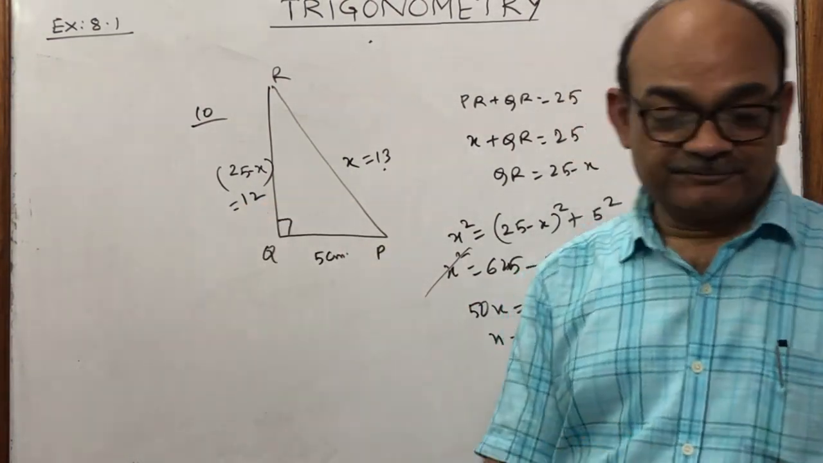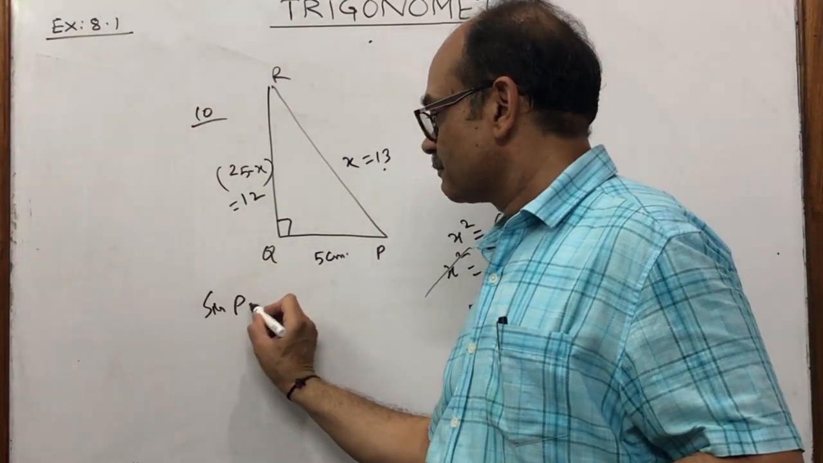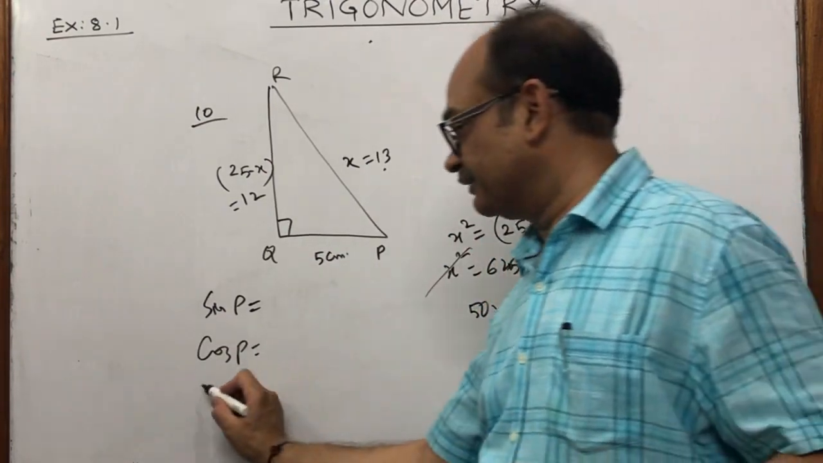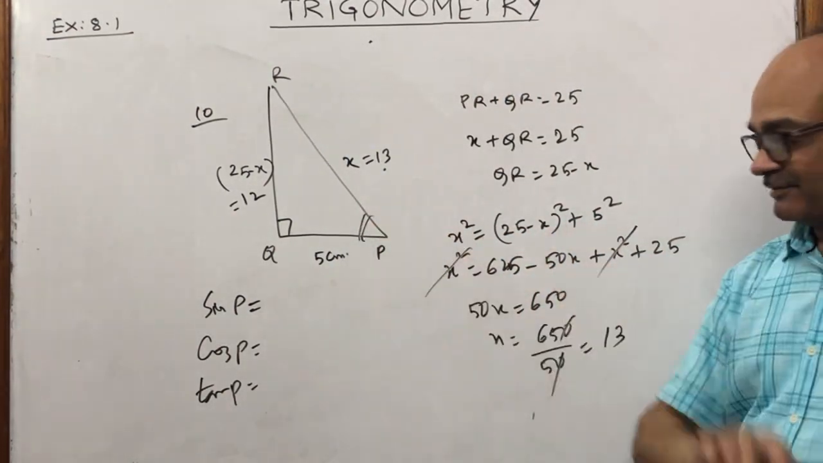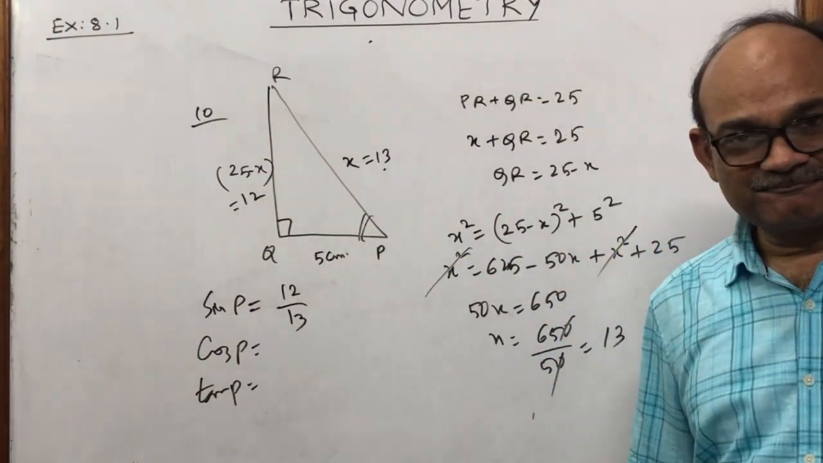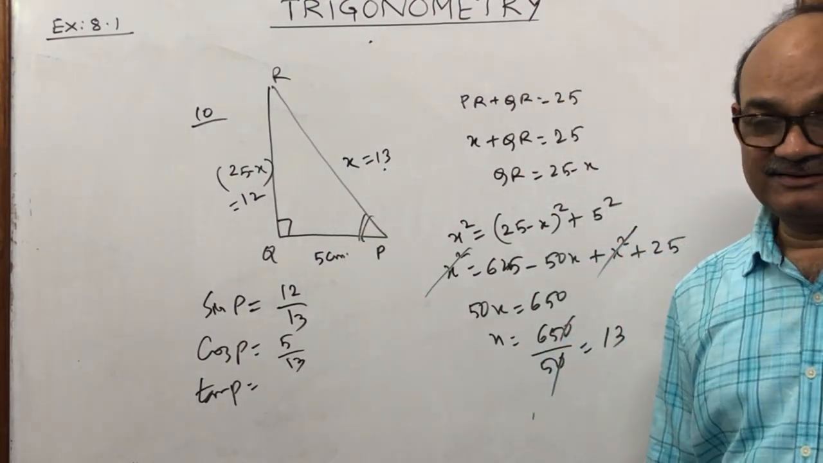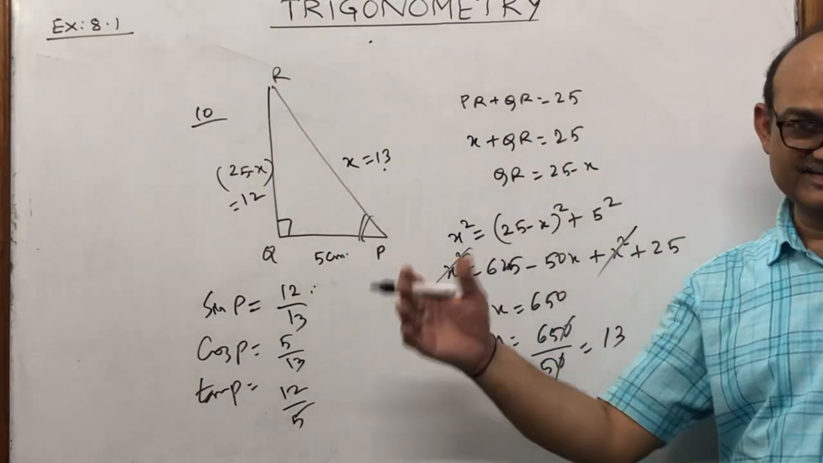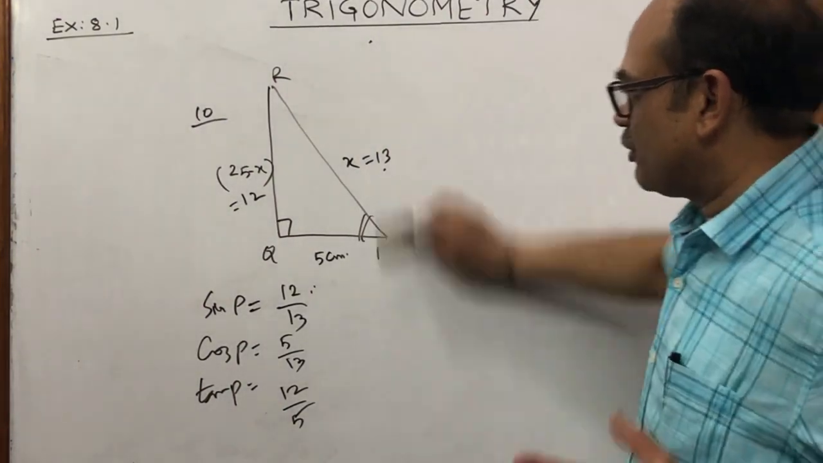Now what do they want? They want three values to calculate. First is sin P, you have to calculate cos P, and third you have to calculate tan P. Very simple. So start with P. P means the acute angle is here, so perpendicular is here and hypotenuse is here. Easy. Cos P is base upon hypotenuse. And tan, when you divide sin by cos, you are getting tan, that is 12 by 5. Answer. Easy.